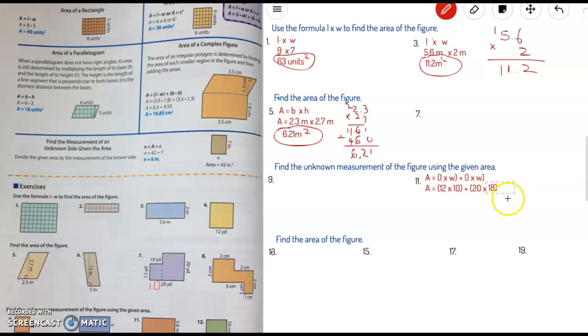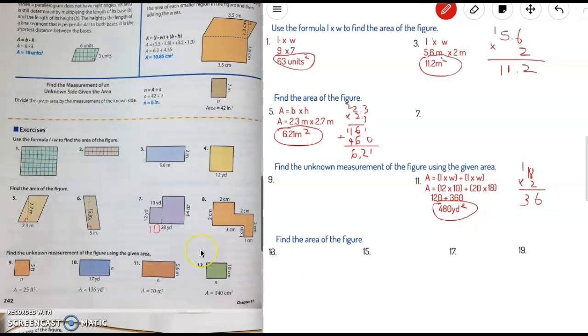Cool. Let's do that. So 12 times 10 is 120. And then 20 times 18. 18 times 2 is 36. We're going to add that 0 at the end because of here. Then 120 plus 360 is 480 yards squared. So that was a little more complicated, but we got through it.